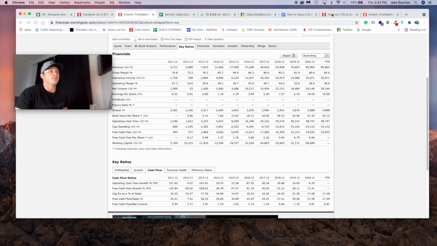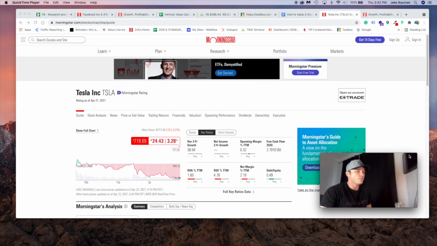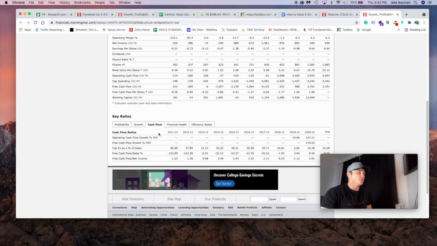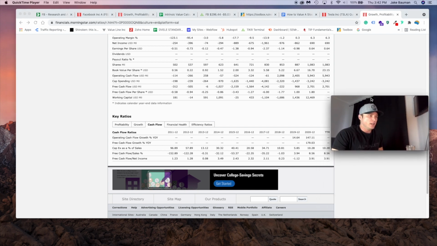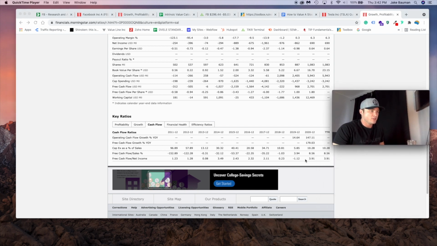But if you go to something like Tesla and you go to cash flow and you see it's all over the place, 4, -0.23, 2.11, it's a lot harder to predict what the earnings are going to be relative to the cash flow. You see that a lot in growth companies. Personally, if I see this all over the place, I'm not going to use the Phil Town valuation.